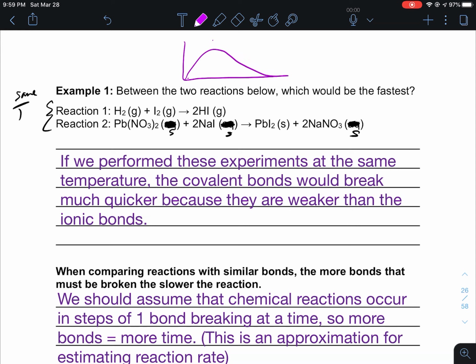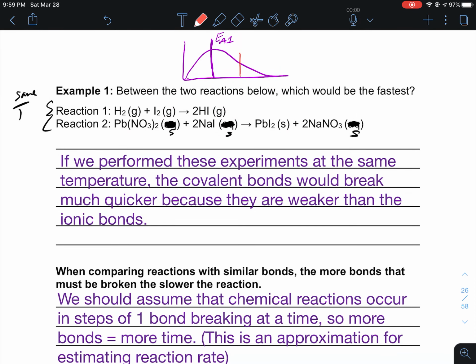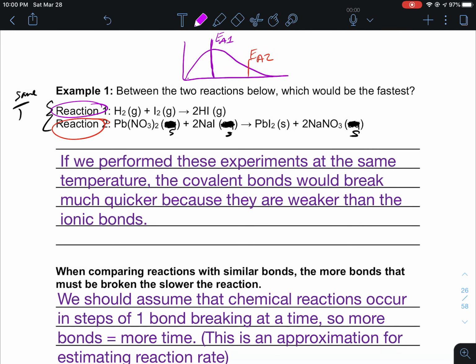Reaction 1 is down here, right? The activation energy of 1 is here, and the activation energy of 2, oh, that's being very generous. Activation energy of number 2 is over here. So this is my reaction energy 2, and this is my reaction energy 1. So that would be my prediction. That's how I would compare these.